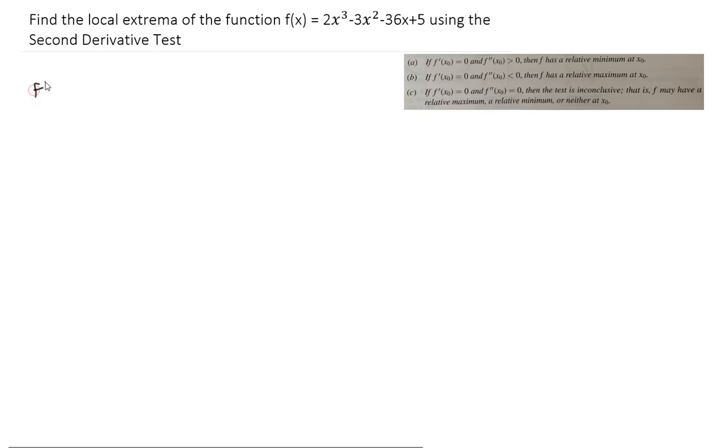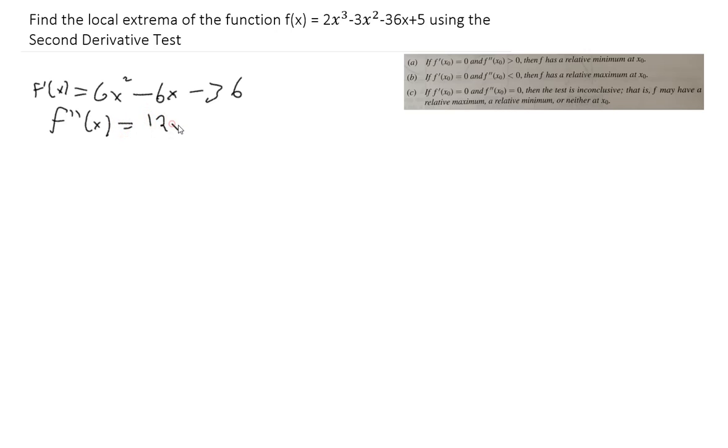So we already know our first derivative, 6x squared minus 6x minus 36. Now let's go ahead and take our second derivative. It's 12x minus 6. Alright. So we know this first criterion here is all true. So now all we need to test is the second criterion, to see if it's positive or negative, pretty much.